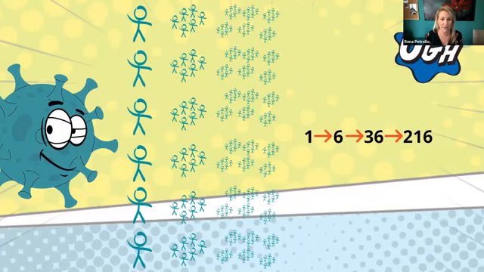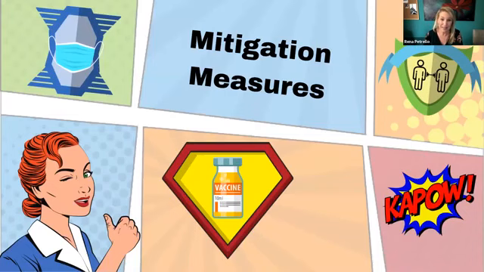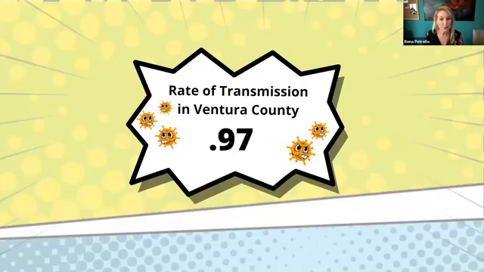sick very quickly. Now, fortunately, we have learned many ways to slow down the spread of the virus through mitigation measures like wearing a mask, like social distancing, and thankfully from vaccines. Now, thanks to the community effort to curb the spread of COVID-19, Ventura County's rate of transmission has gone down to approximately 0.97. Now that's at the date of this recording, which is September 23rd, 2021.